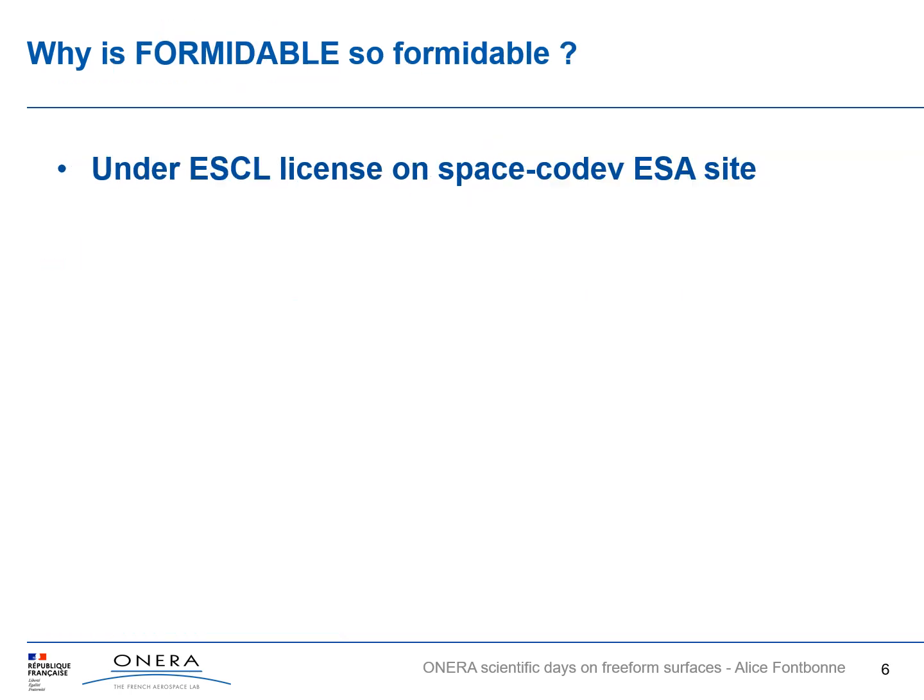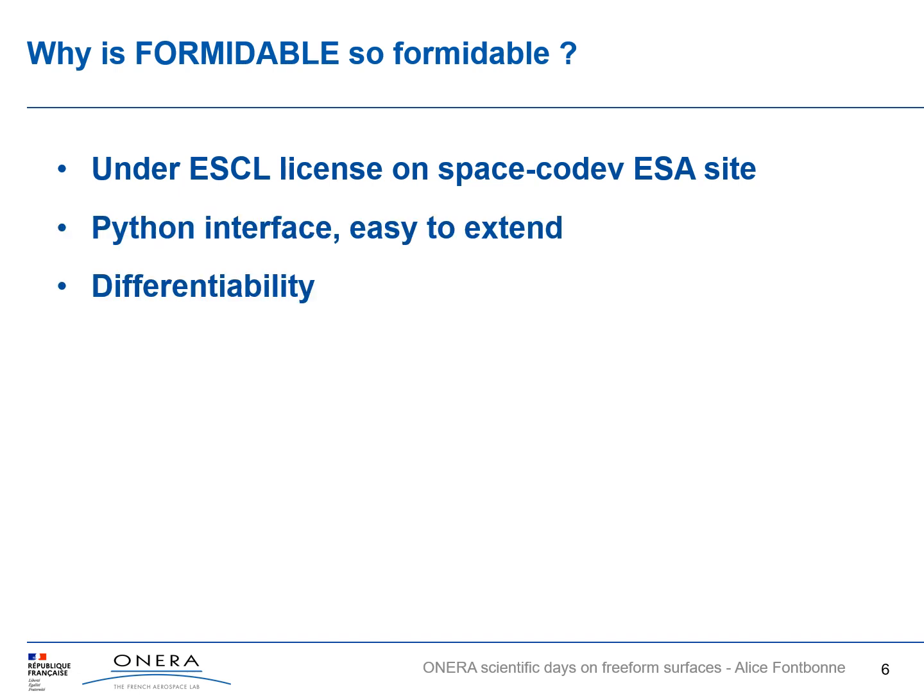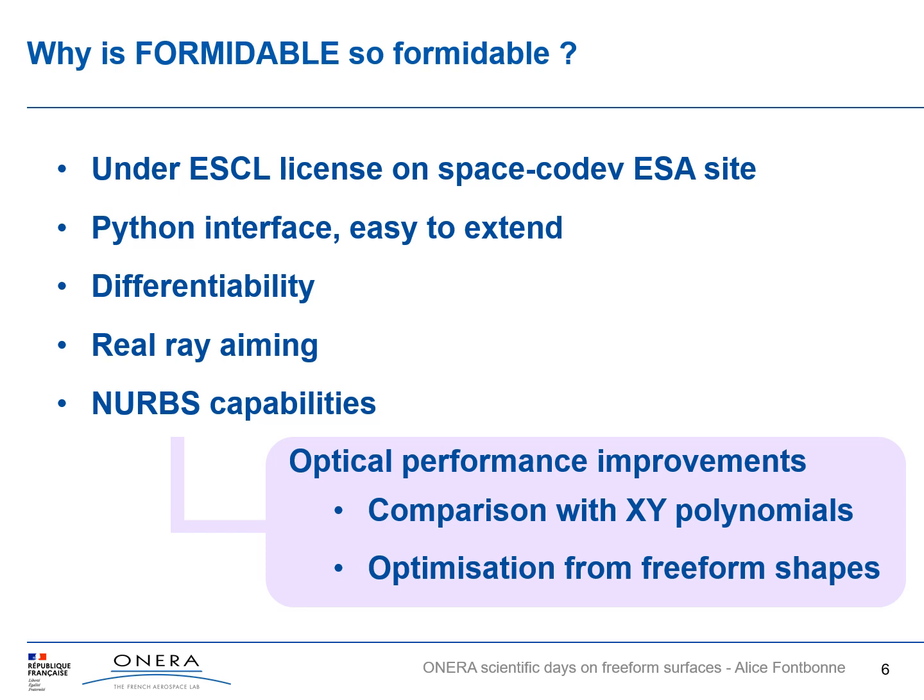So I'm going to present you Formidable and why Formidable is so formidable through its features, from the least scientific one to the most scientific one, maybe. So the first one is the ESCL license. After there is a Python interface, the differentiability, the ray tracing, the NURBS capabilities. And about the NURBS capabilities, I'm going to present you some results about the new optical performance improvements that we can obtain with such NURBS capabilities.